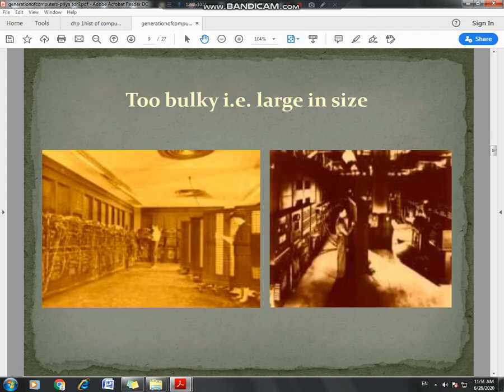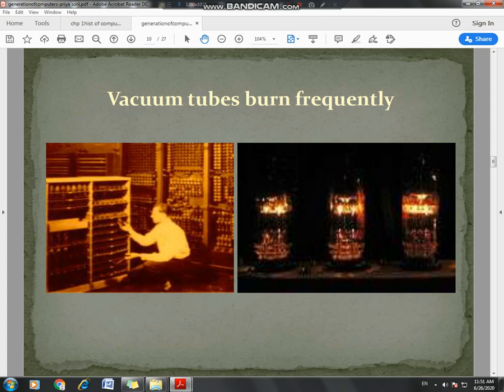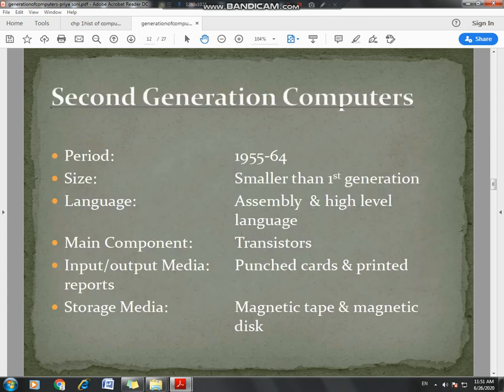Here, this is the first generation computer we are showing you. Vacuum tube, they are showing the burning of the vacuum tube, maintenance problem. Okay, the second generation we have, the time period is mentioned over here. The size, obviously it is smaller than the first generation. Let's say if the first generation takes up a whole hall, these would take a room. The languages used over here are assembly and high level.